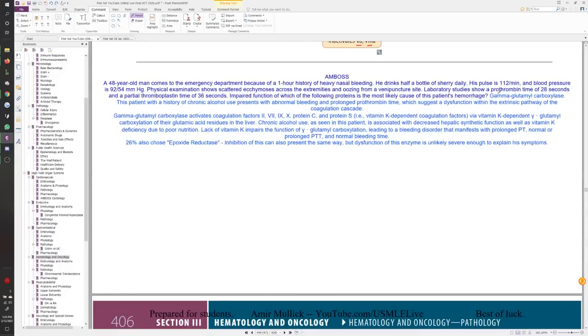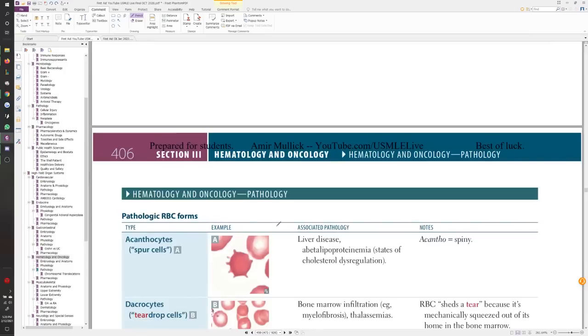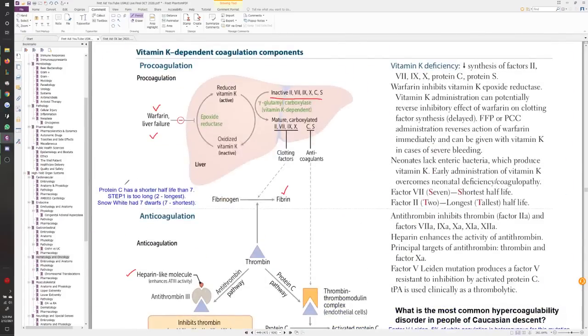This is just a question teaching you that gamma-glutamyl carboxylase is responsible, and then, okay, that's it. So here we have this thing I wrote right here, right? Protein C has a shorter half-life than 7. So protein C, in effect, has the shortest half-life of all of these guys, okay?